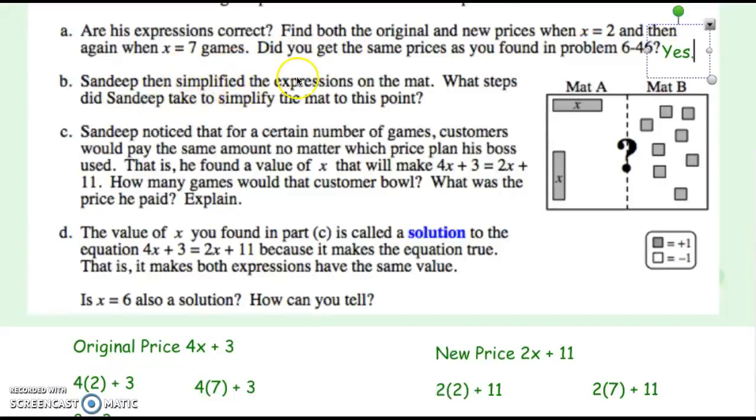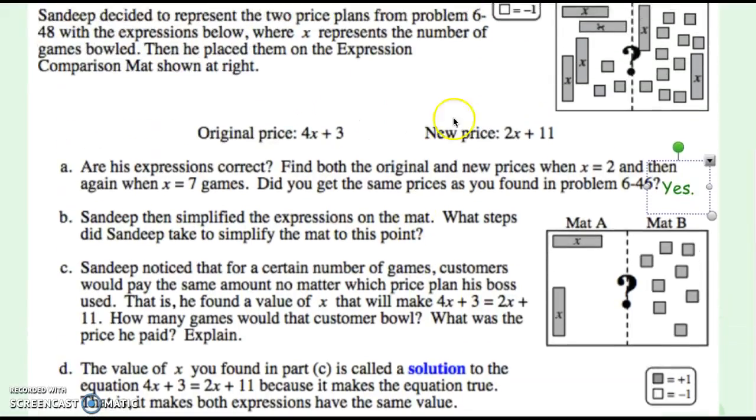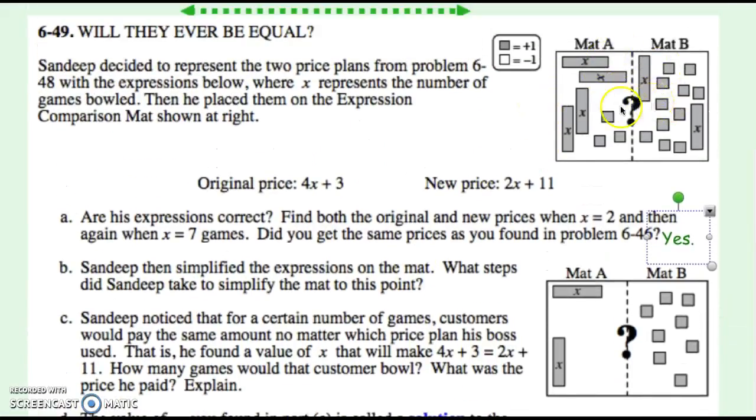B. Sandeep then simplified the expressions on the mat. What steps did Sandeep take to simplify the mat at this point? So I start with this mat, and then I end with this mat here. So I see that I end up with only 2 X's here, no X's on the other side. I end up with no units on A, and then I end up with 1, 2, 3, 4, 5, 6, 7, 8 units on B.